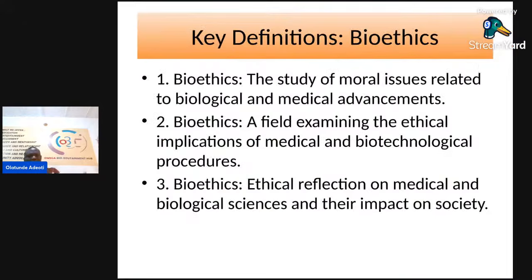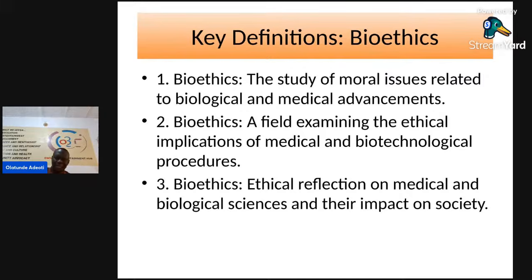Okay. So what are these key definitions? For example, bioethics. What do we mean by bioethics? It is the study. I want you to start underlining some keywords. The study of moral issues. The question is, what do we understand by moral?